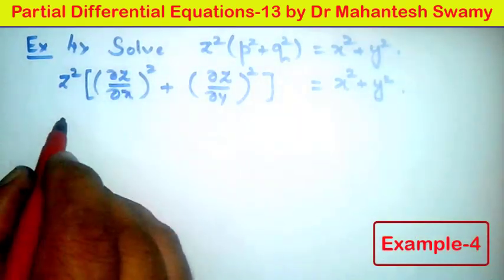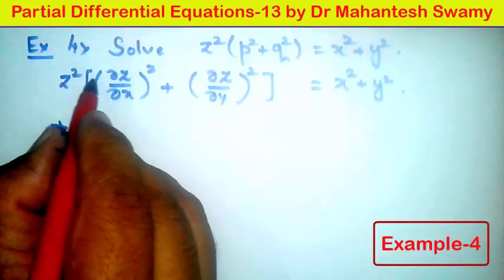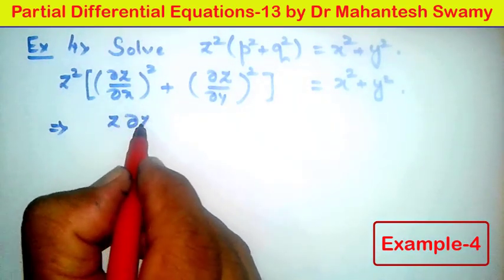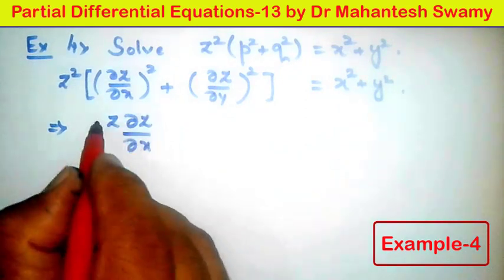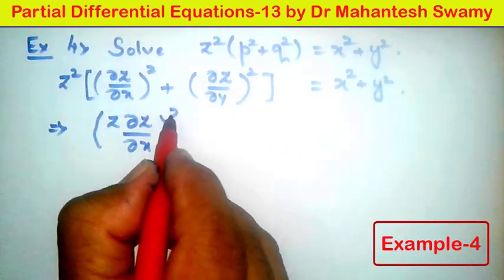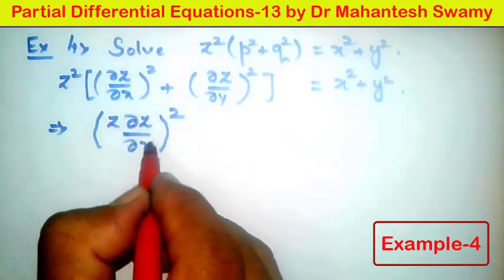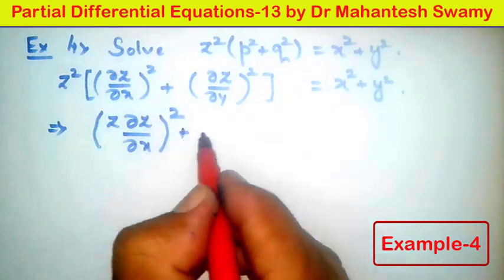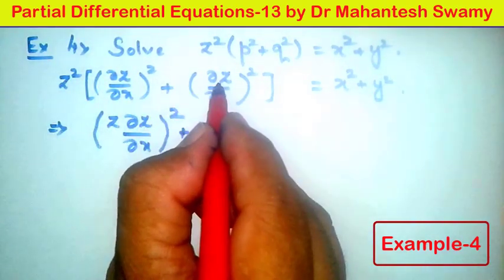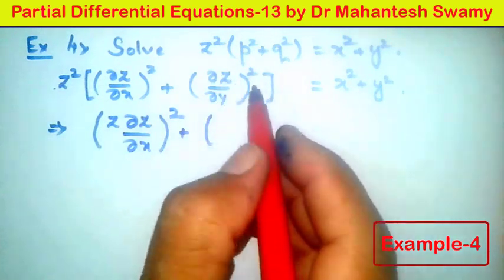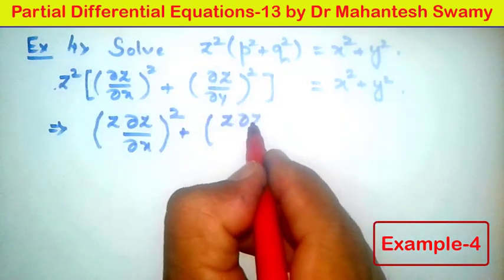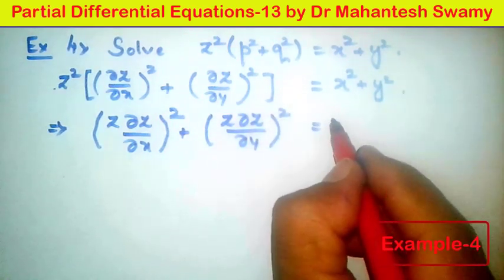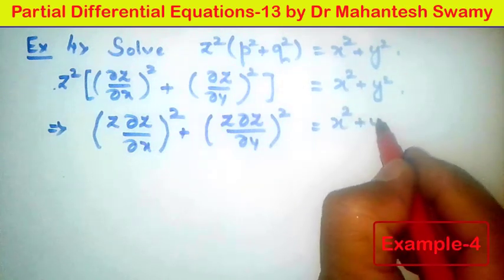Now let us take this z within the bracket and write the terms in this way: z ∂z/∂x whole square, so that we can think of this as z square into ∂z/∂x whole square, which is present in the previous step, plus similarly here z is multiplied within, that is z square into ∂z/∂y whole square, that is equal to x square plus y square.